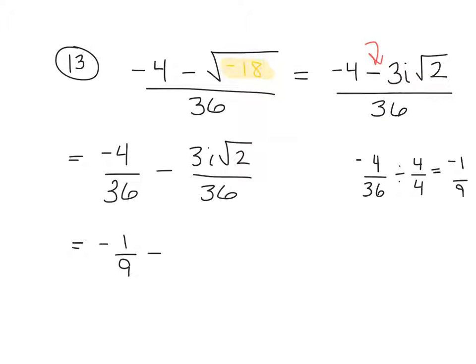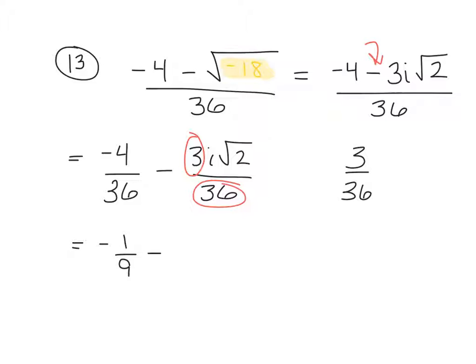I'll keep the minus sign in the middle, and now I'm going to reduce 3i times the square root of 2 over 36. Now when reducing this term, we just look at the whole number on top and the denominator. So I'm just going to reduce 3 over 36, and then I'll write my i square root 2 in the numerator position. So 3 and 36 are both divisible by 3. That means I can divide the top and bottom by 3 evenly. 3 divided by 3 is 1, and 36 divided by 3 is 12.